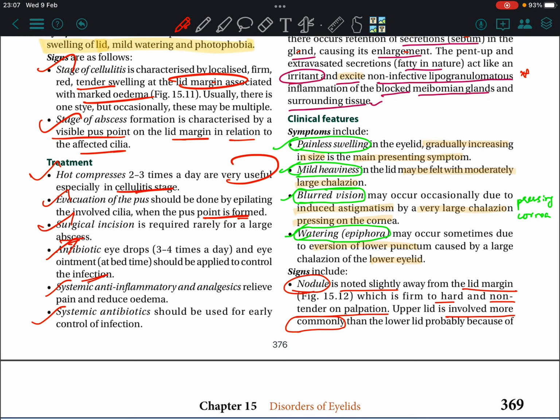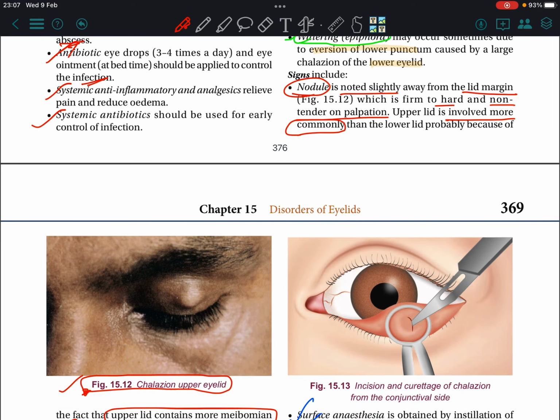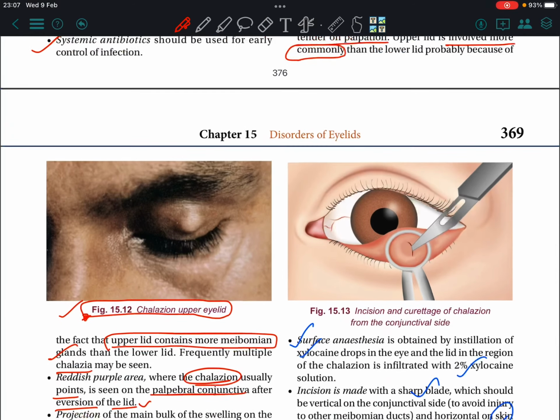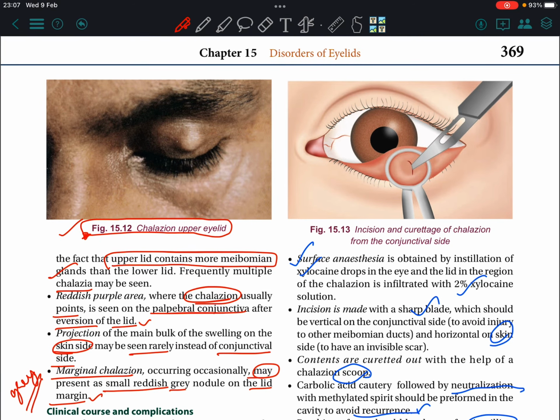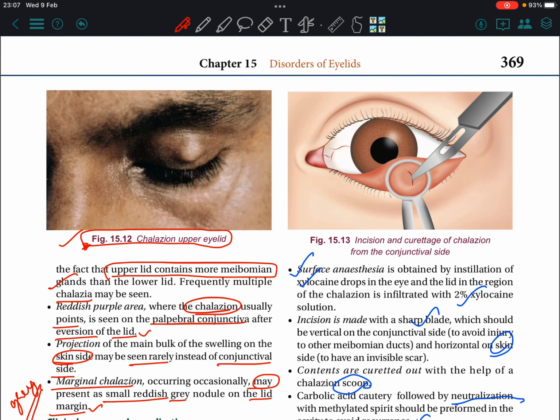Clinical features: painless swelling, mild heaviness, blurred vision, watering, etc. Signs: a nodule is noted slightly away from the lid margin, which is firm to hard and non-tender on palpation. The upper lid is involved more commonly than the lower lid, probably because the upper lid contains more meibomian glands than the lower lid. Reddish purple area. This is chalazion of the upper lid.